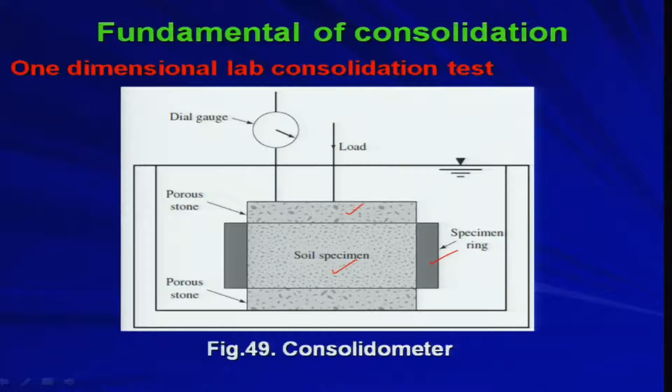On top of the soil specimen, you will put the porous stone to facilitate the drainage, because the porous stone will allow the water to come out, but it will not allow the soil particles to dislocate from one place to another. Now you will apply some load, and this whole setup will be completely saturated, that means submerged under water. You will apply an externally applied load on top of this porous stone through some loading mechanism, and then observe the deformation.